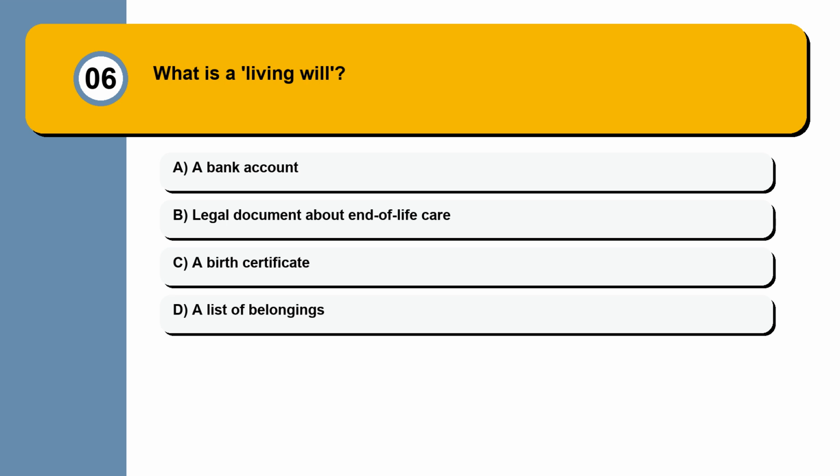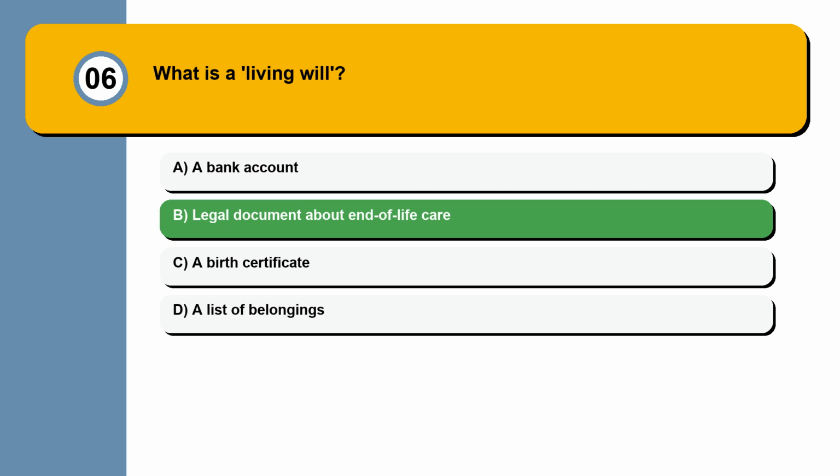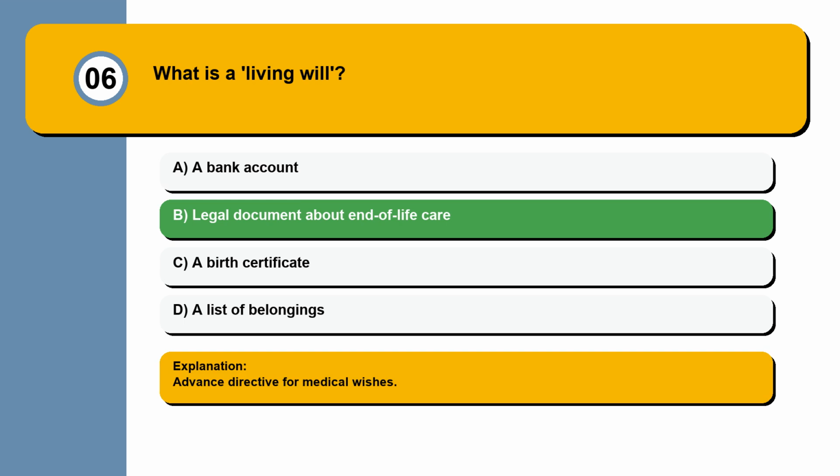Question 6. What is a living will? A bank account. Legal document about end-of-life care. A birth certificate. A list of belongings. Advance directive for medical wishes.